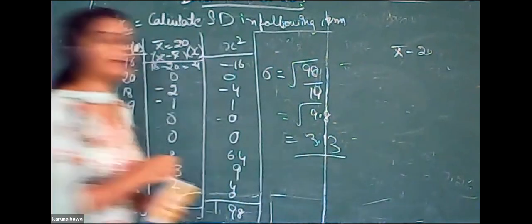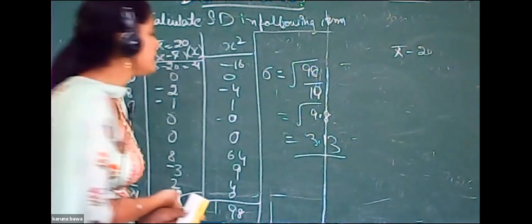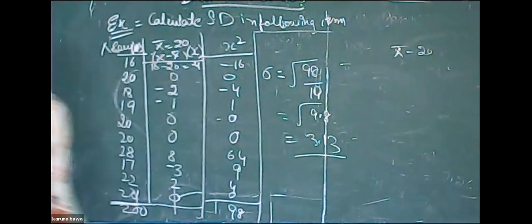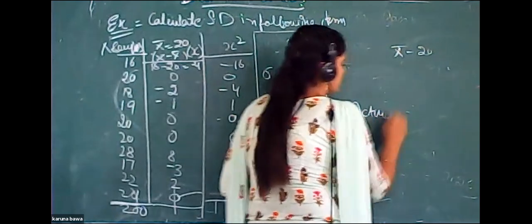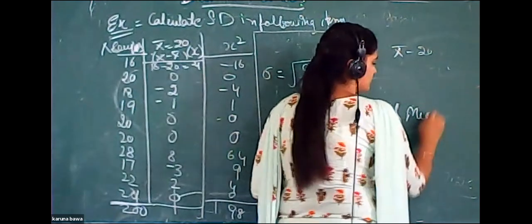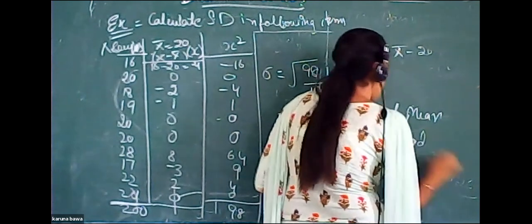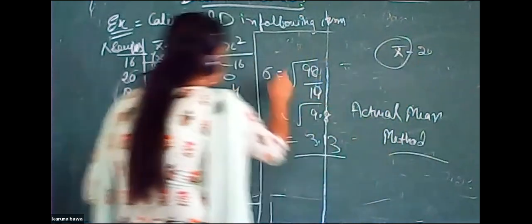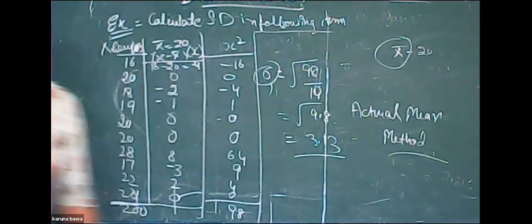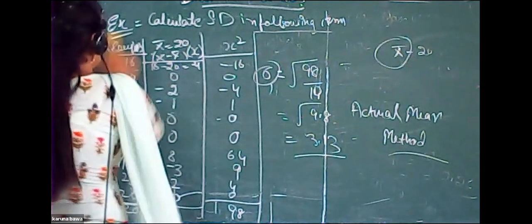So this is the answer, 3.13. This is called the actual mean method. In this method, first of all, we find out the mean value. After that, we put it into the standard deviation formula. So on the other hand, we find out the assumed mean method.